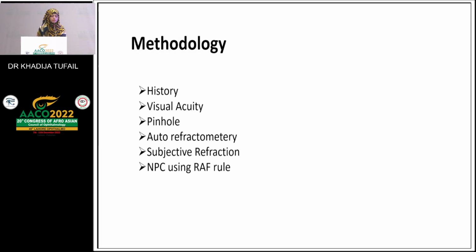What was the methodology for my study? First, when the patient came into the OPD, I took the overall history and then came to the ocular history. I checked visual acuity both monocularly and binocularly, followed by the pinhole, AR, and then subjective refraction. Patients were rendered emmetropic after subjective refraction, and the NPC, near point of convergence, was measured using RAF rule.